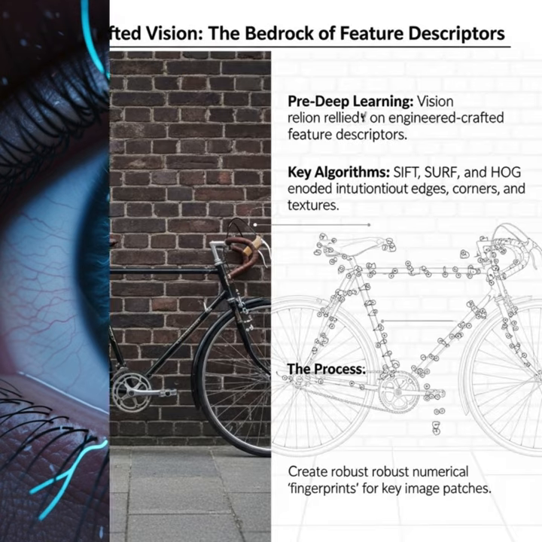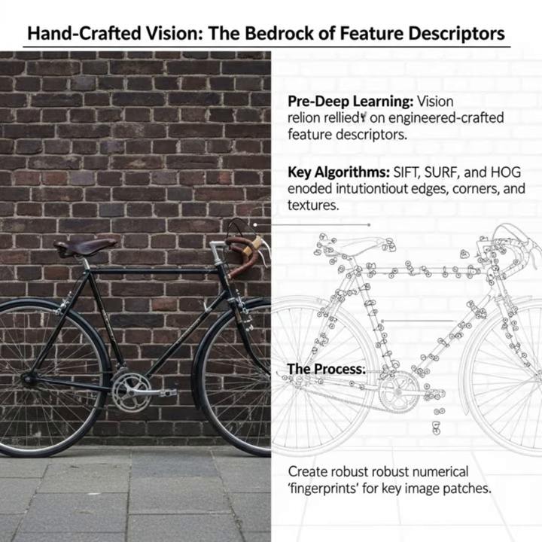Let's begin. Before deep learning dominated the landscape, we had to tell our algorithms exactly what to look for. This was the era of handcrafted feature descriptors. Think of algorithms like SIFT, Scale Invariant Feature Transform, or HOG, Histogram of Oriented Gradients. These weren't learning algorithms in the modern sense. They were brilliant, engineered pipelines based on human intuition about vision.